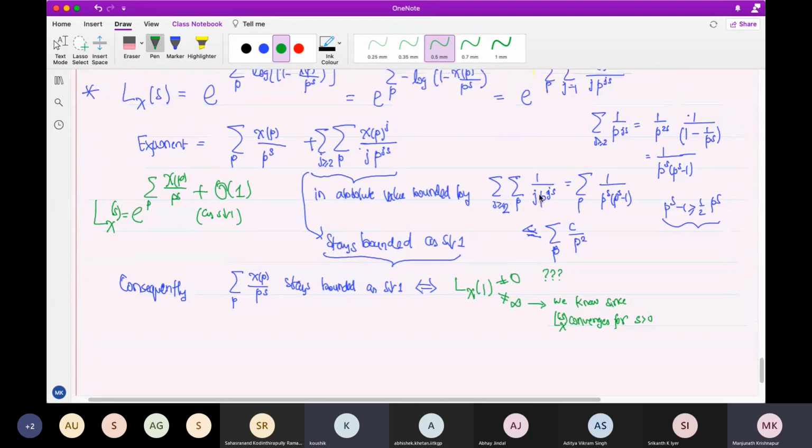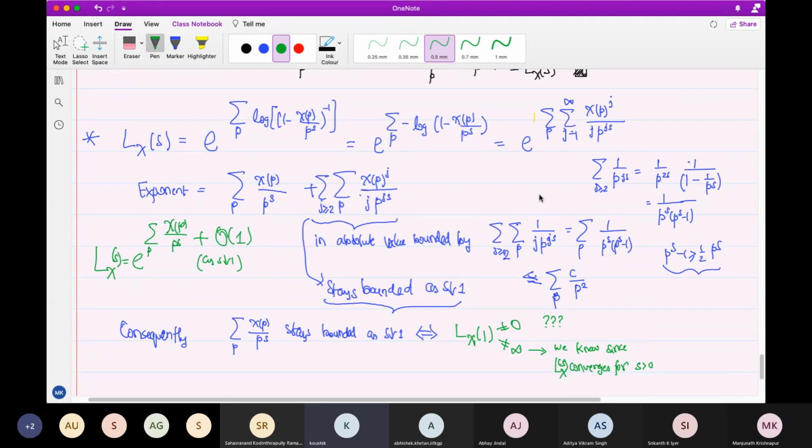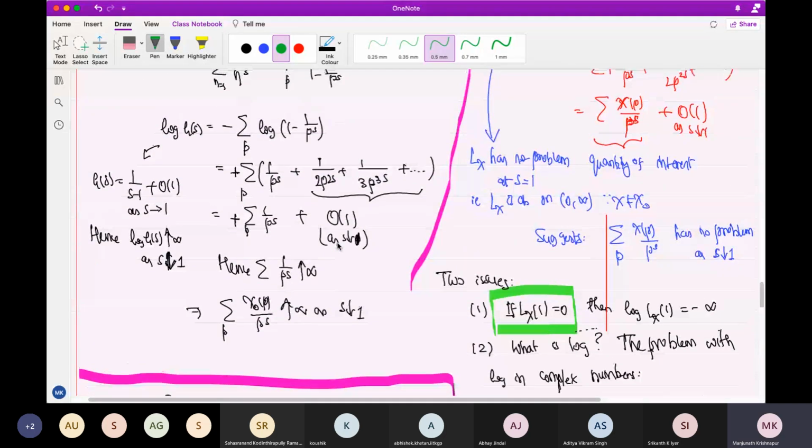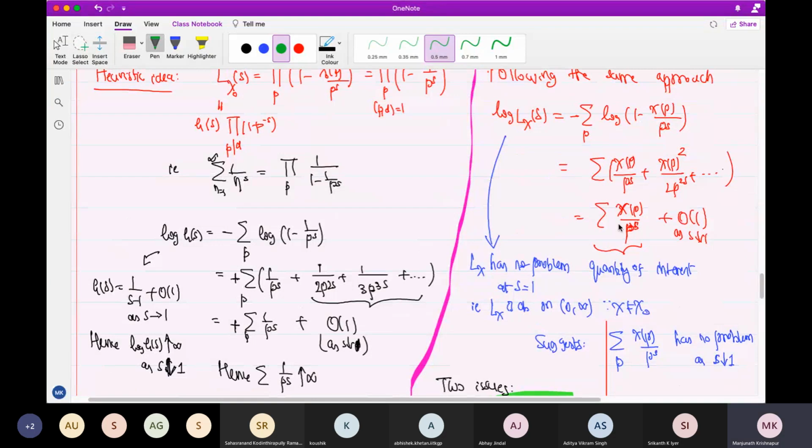Just remind me again, are we dealing with chi here as the trivial character? Oh, okay. Sorry. No, this is true, irrespective of everything. But this is for the trivial character. This is not going to be true. So what we need to show is only that this doesn't blow up for non-trivial characters.